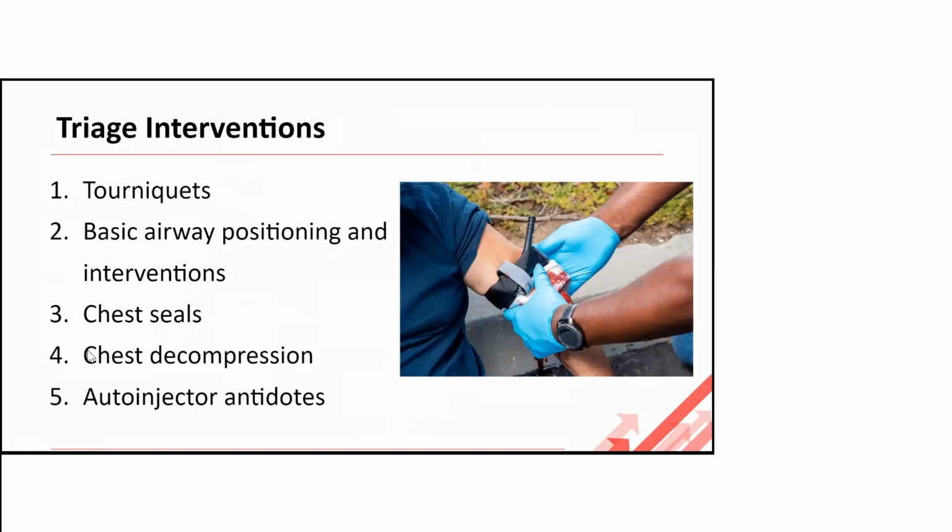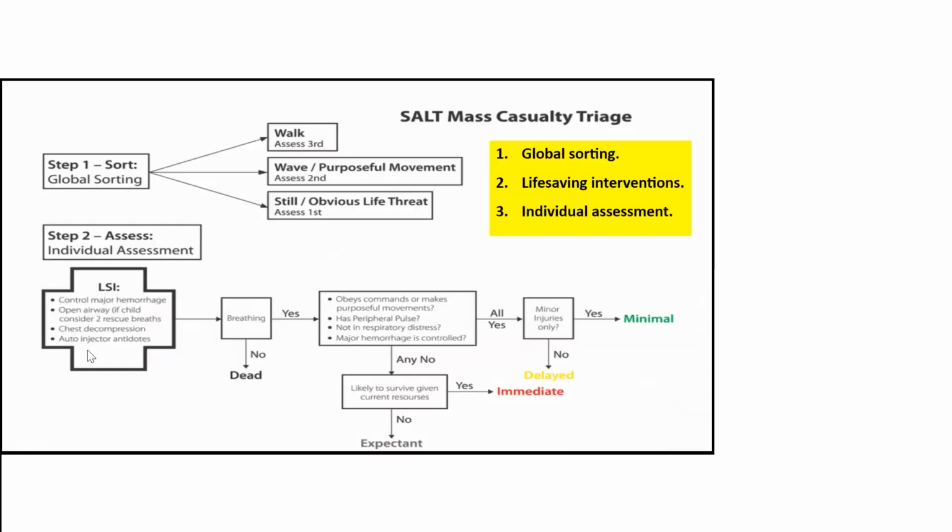So remember, as you go through your triage process, then you have the interventions. There are things like applying tourniquets to prevent catastrophic bleeding. There is basic positioning and intervention of the airway. And if that opens the airway, fine. If it doesn't, in a kid, you can give 1 breath, or is it 2 breaths? In a kid, you can give 2 breaths and see if that works.